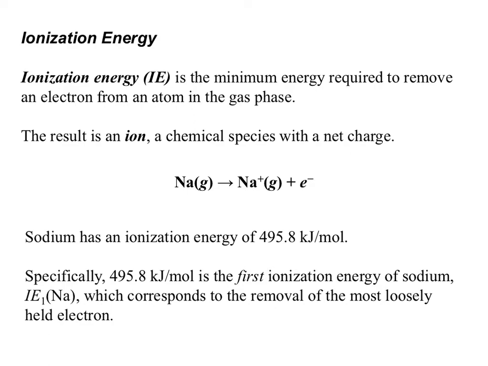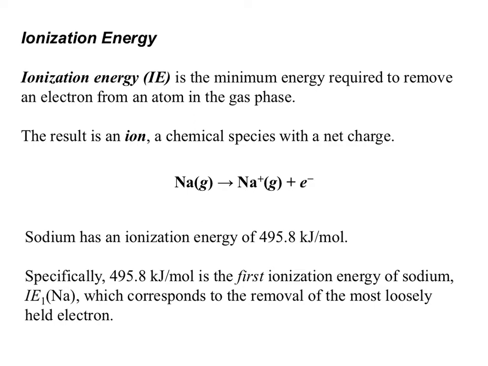Ionization energy. Ionization energy is the minimum energy required to remove an electron from an atom in the gas phase. The result is an ion, a chemical species with a net charge. So for example, sodium, Na, can have its 3s1 electron removed to give you Na+ and an electron. Sodium has an ionization energy of 495.8 kilojoules per mole.